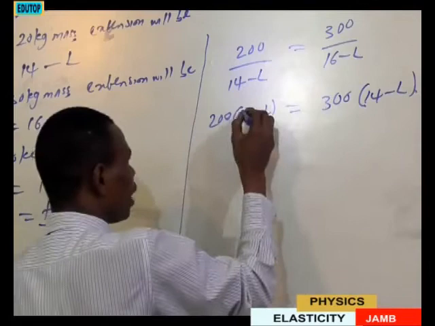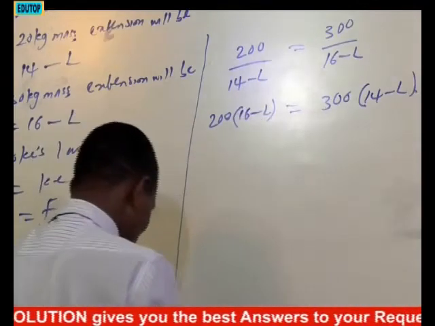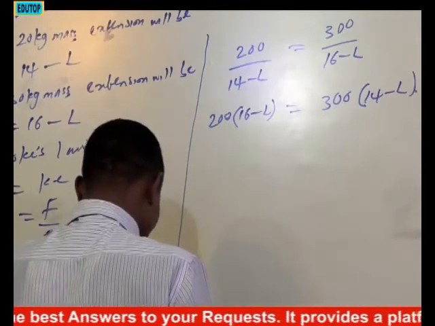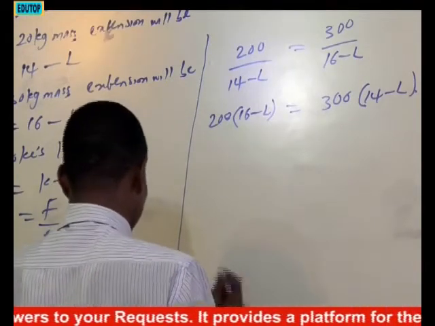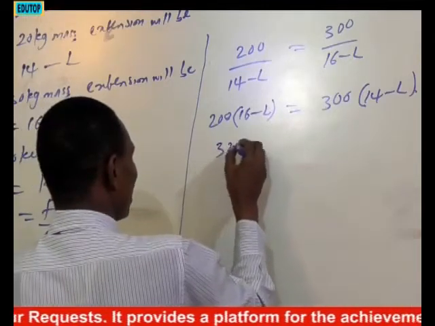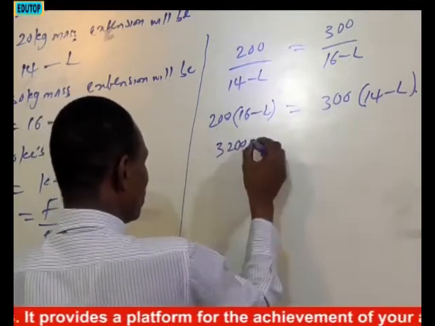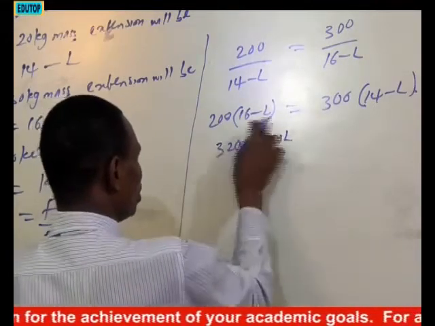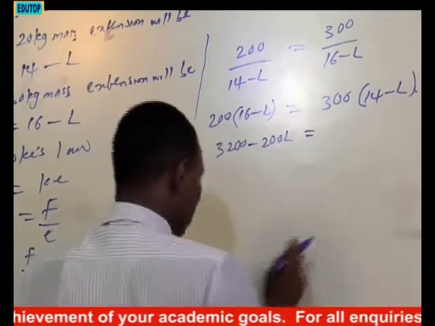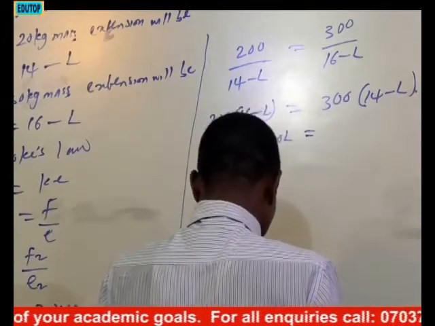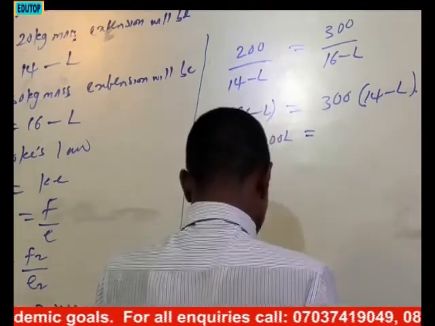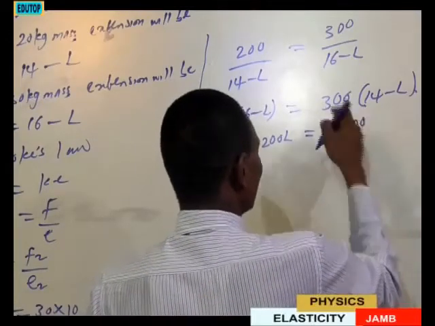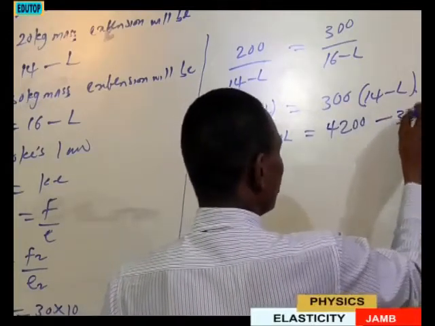When you try to multiply what you are having out, let's see what you are having here. We have 200 times 16, and that will give us 3,200, minus 200 L. All what I'm doing is open the bracket. I'm opening this bracket. Then, let's see what will be the value of 300 times 14, and that is 4,200 minus 300 L.